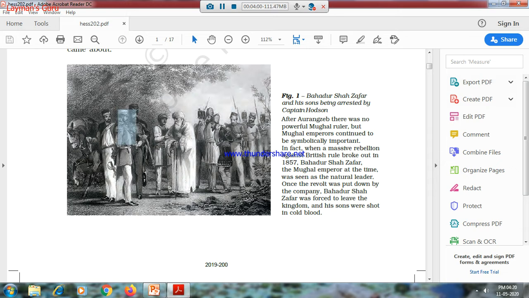This person who arrested Bahadur Shah Zafar, deported him and killed his son, his name is Captain Hodson. To remember it easily, we have a shortcut. He deported the head of the dynasty and killed his son. He is Hodson. This is the shortcut to remember.